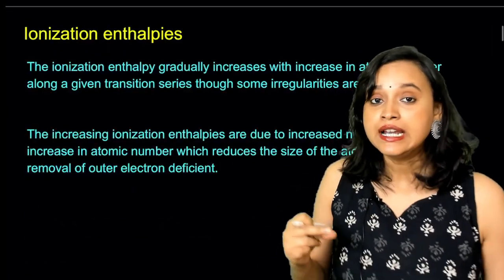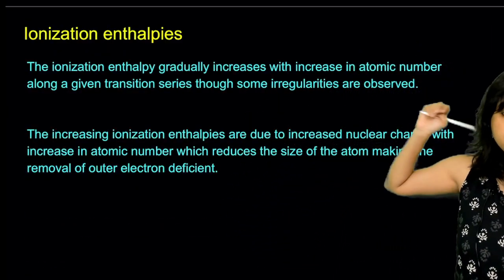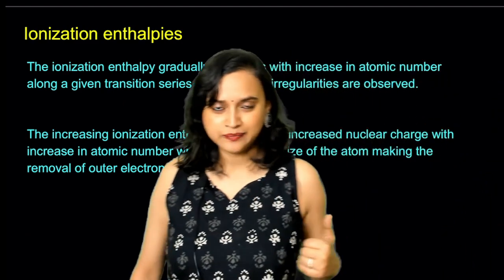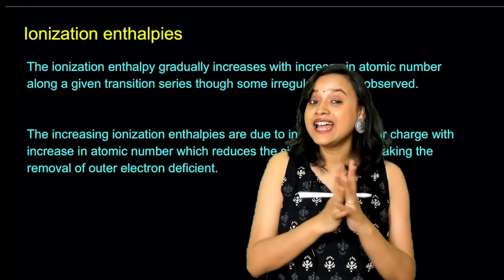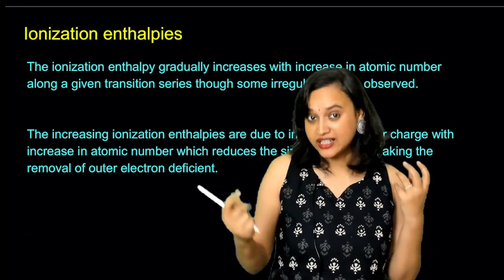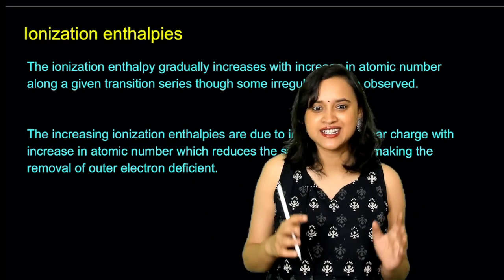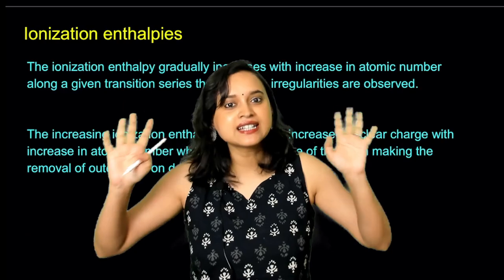All right. Now let's come to ionization enthalpies. When you go from left to right, atomic radius is slightly decreasing, correct? And the effective nuclear charge, Z effective, is also increasing. So what will happen? Ionization energy will gradually increase. Generally, that is the case.